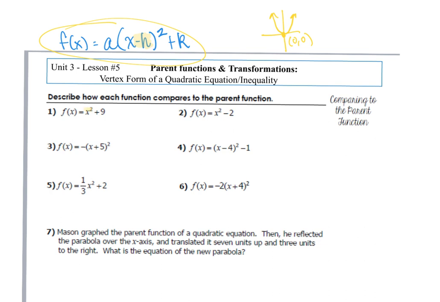But if you notice, we just have x squared. So we have this x squared term, but no parentheses. What that's saying is that we shifted 0 spaces left, 0 spaces right. We wouldn't write x plus 0 or x minus 0.